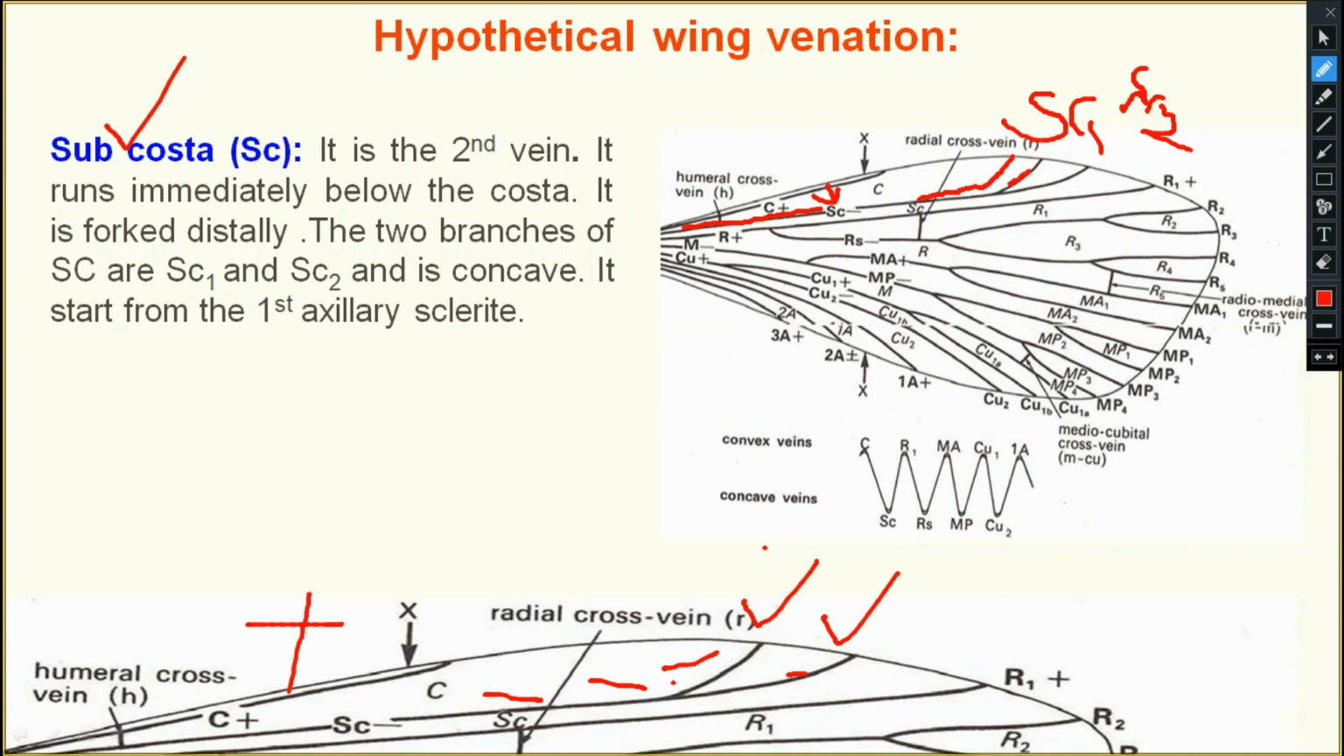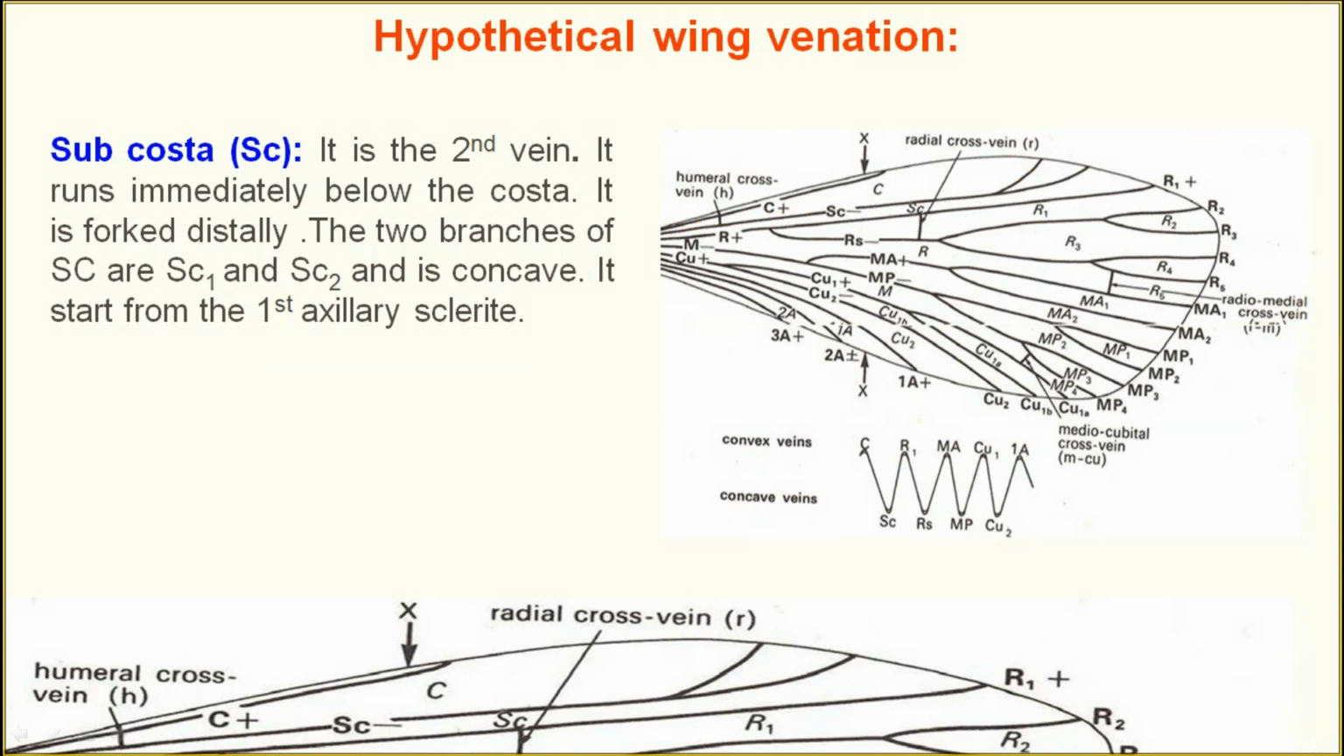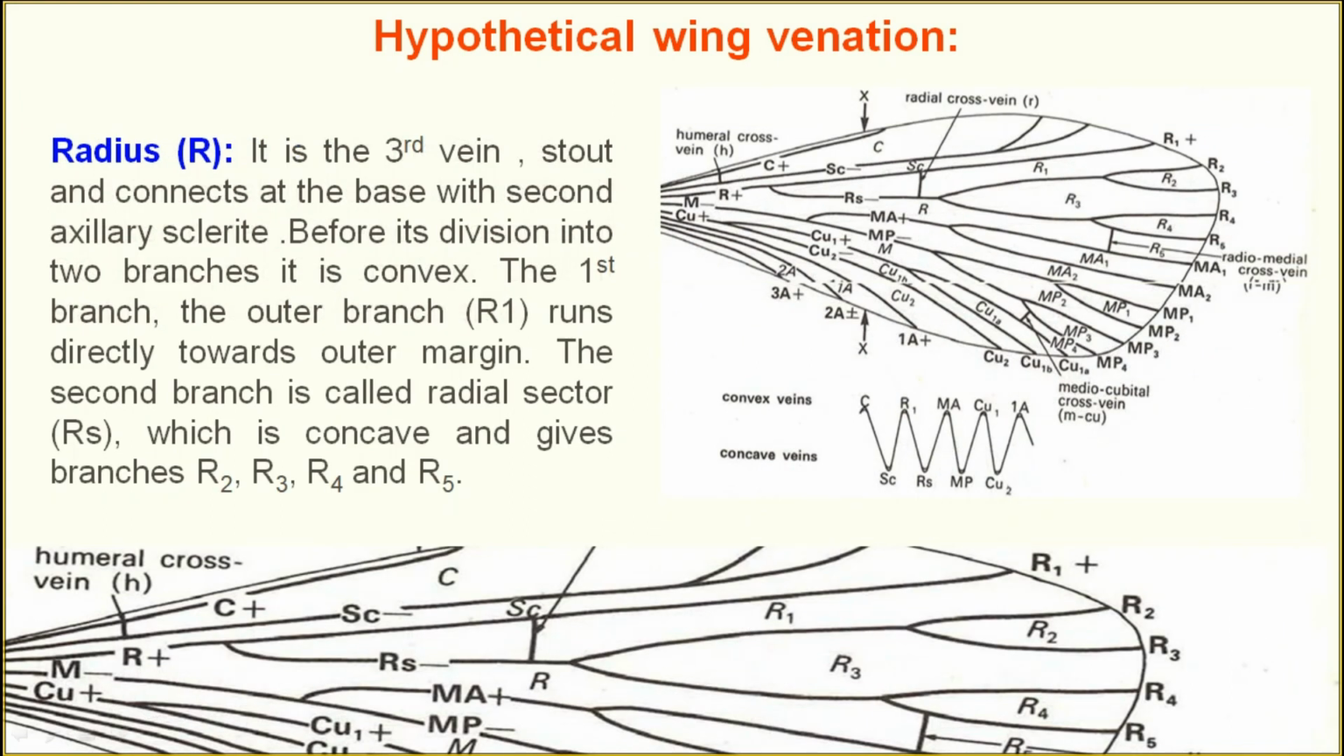It arises from the first axillary sclerite. This is not that much important from the exam point of view. Next you see radius. It is the third vein. This is important. It is stout and connects at the base with the second axillary sclerite. Before its division into two branches, it is convex.